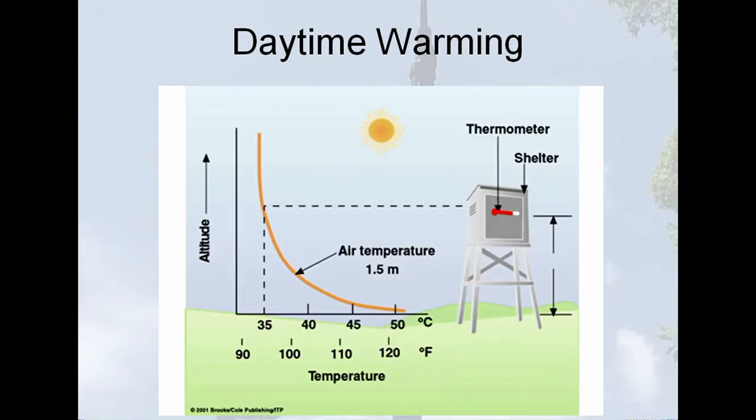So, daytime warming: air decreases in temperature with height. The higher the altitude, the colder it gets. The average lapse rate is 6.5 degrees per 1,000 meters. So every 1,000 meters you go up, you're averaging a drop of 6.5 degrees.